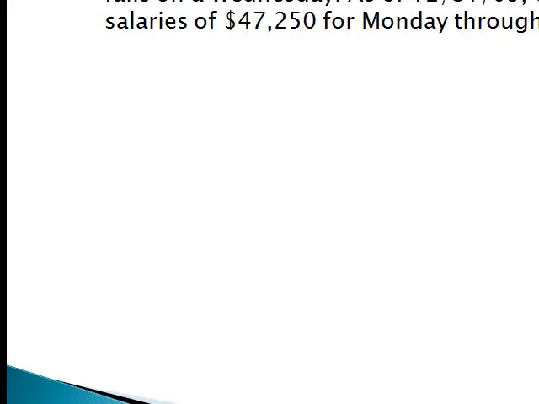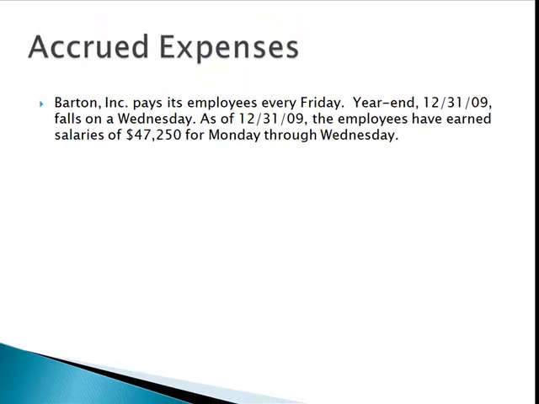Okay, our third adjusting entry is accrued expenses. Barton Inc. pays its employees every Friday. Year-end December 31st falls on a Wednesday. As of December 31st, the employees have earned a salary of $47,250 from Monday through Wednesday. So accrued expenses are expenses that have been incurred but not yet paid. If payday is on Friday, employees don't get cash till Friday. It doesn't matter that it's December 31st. You don't get a special payday.